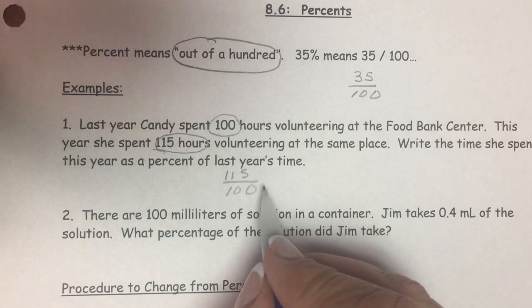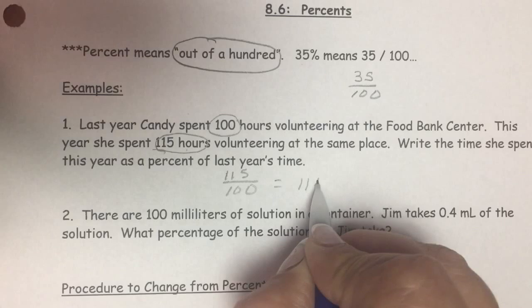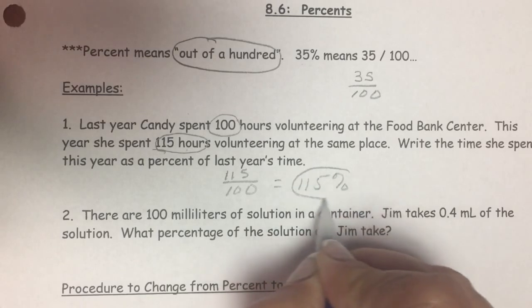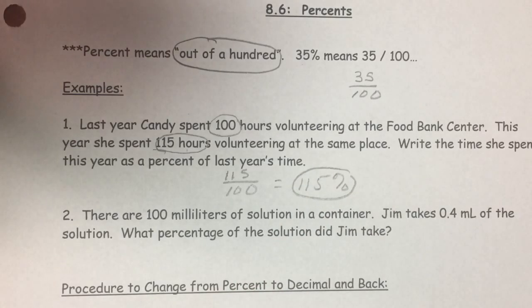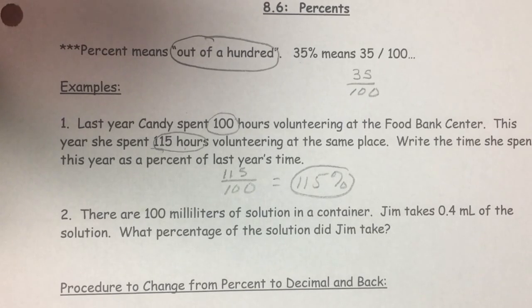And now remember what we said above, that a percent is just a number out of 100. So that means she spent 115% of the time this year that she did last year. 100% means the whole thing. So if she had spent 100 hours this year and they were equal, that would be 100%. It's like if you have a pizza and you look at the whole thing, 8 slices out of 8 slices, that's 100%. But in this case, she spent more. So if you're talking about more, your percent's going to be over 100.